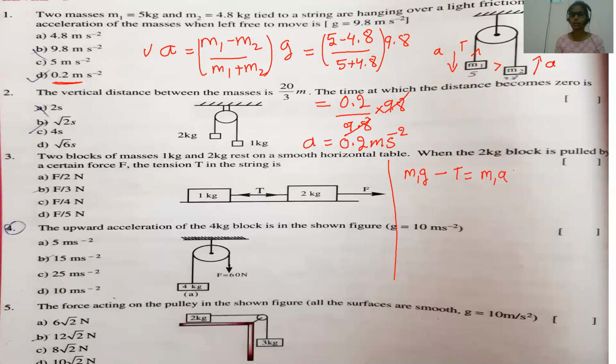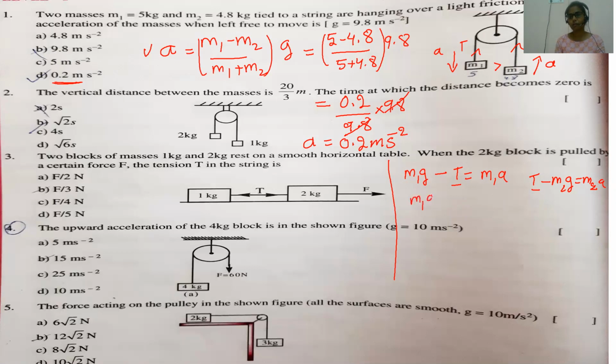Similarly, for the second block, you write down, children. The second block is going in the upward direction, so tension will be more, so that it goes upwards. So tension minus M2 g is equal to M2 into acceleration. Now compare the two relations: here is minus T, here is plus T. So you can add the two equations, and you will get the relation.